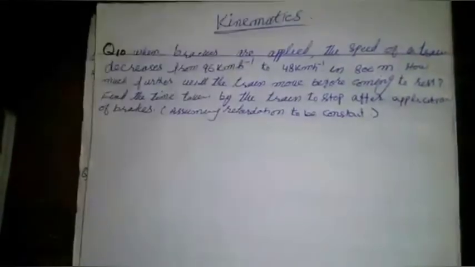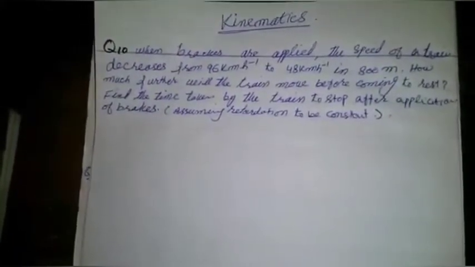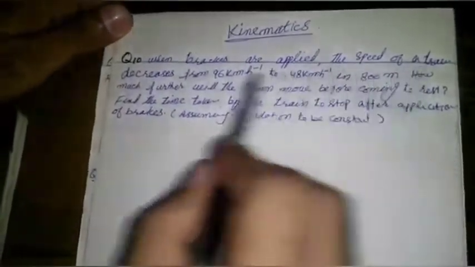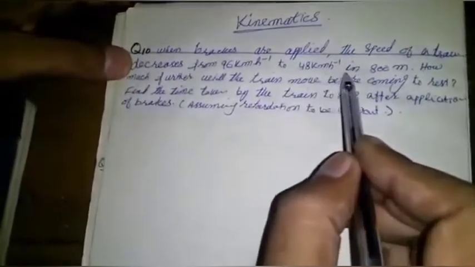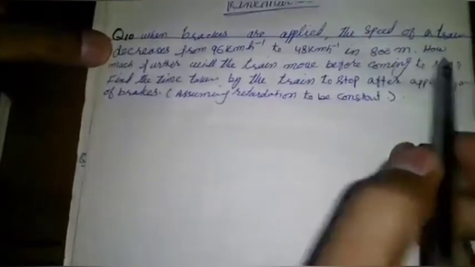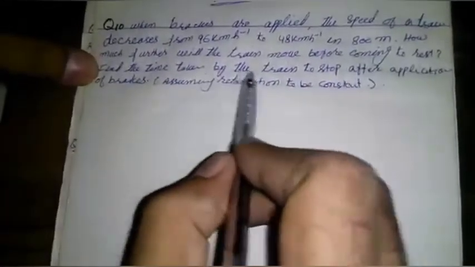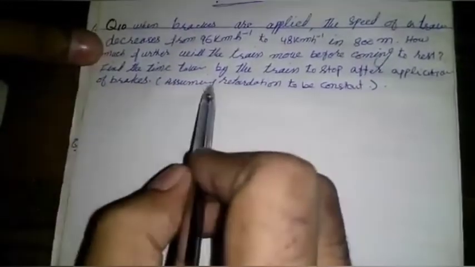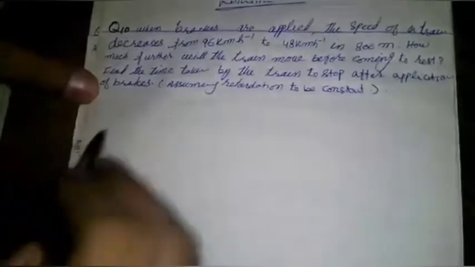Bismillahirrahmanirrahim. Today we are solving a physics numerical. The statement is given as: when brakes are applied, the speed of a train decreases from 96 km per hour to 48 km per hour in 800 meter. How much further will the train move before coming to rest? Find the time taken by the train to stop after application of brakes, assuming retardation to be constant. Let's start it.